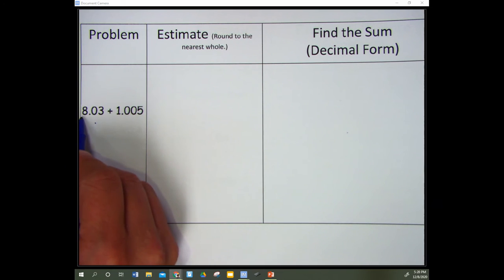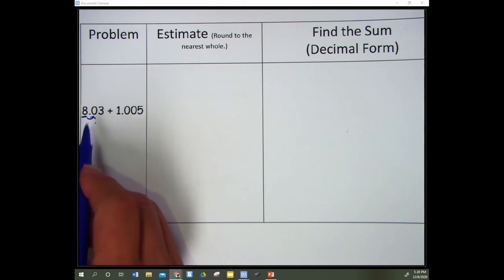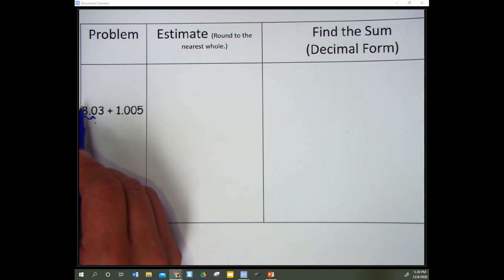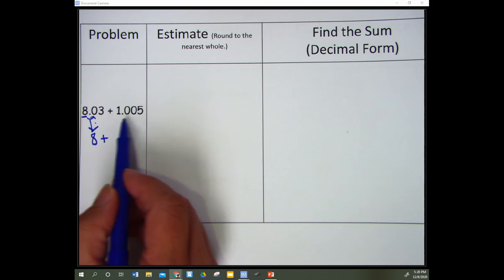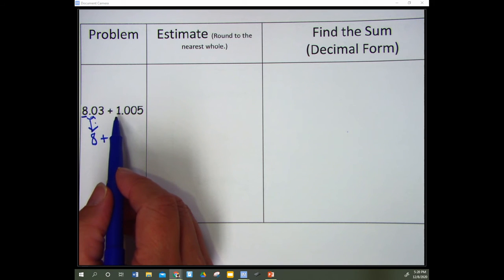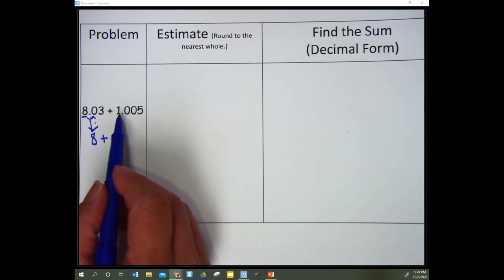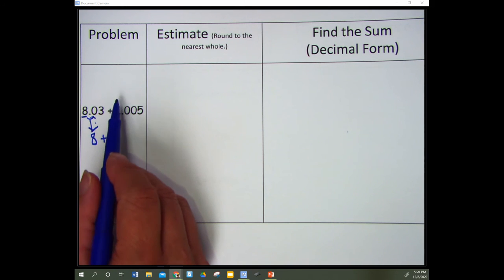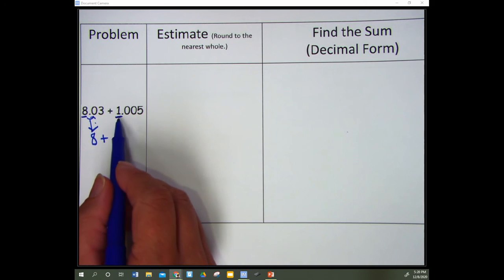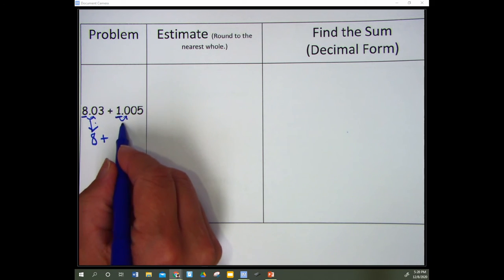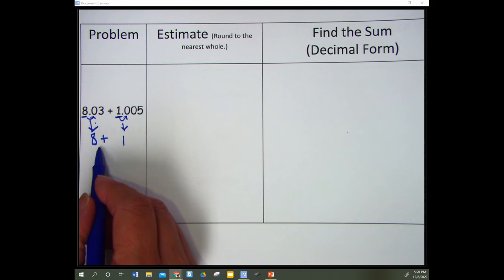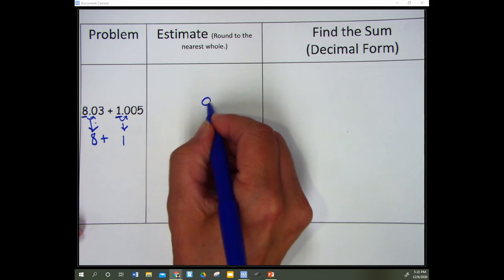If I round 8 and 3 hundredths to the nearest whole, here's the ones column. If I'm looking to the right, I'm rounding to the lower one, right? This is more than 8 ones, but less than 9 ones, so I'm going to the lower one, which is 8 ones. If I round 1 and 5 thousandths to the nearest 1, well, this number is somewhere between 1 and 2. Here's the ones column. If I look to the right, I'm going to the lower 1. So 1. All right, so 8 plus 1. My estimate is this will be about 9.